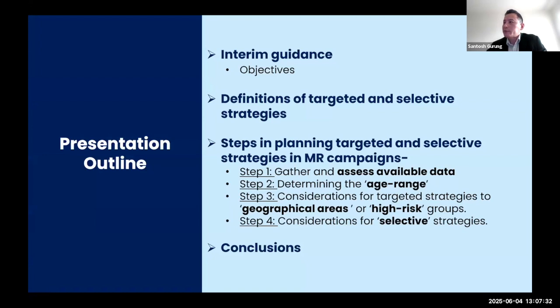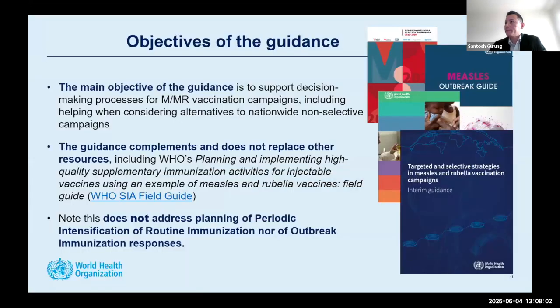And then walk you through a couple of steps of how you can, in a country setting, make the decision around going for targeted and selective strategies in a measles rubella campaign. I'll walk you through these 4 steps: making the decision for approaching a campaign, and then how do you target an age range, how you target the subnational area or a certain group of people, and then eventually I will talk about selective strategies.